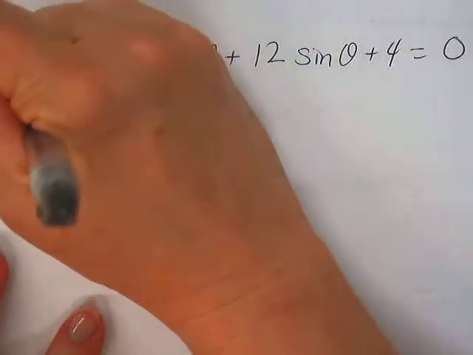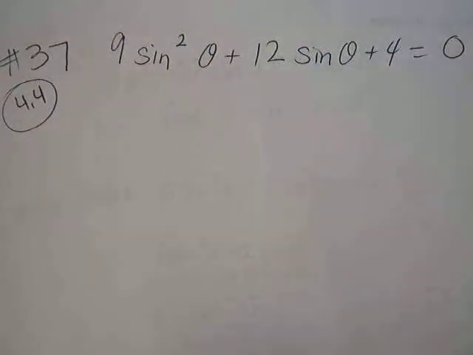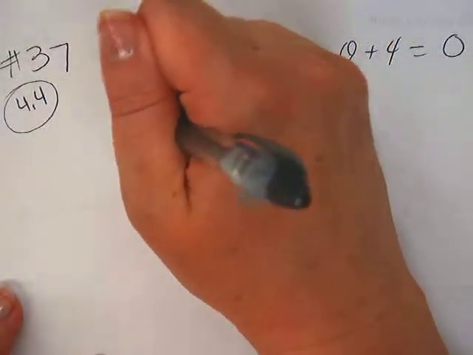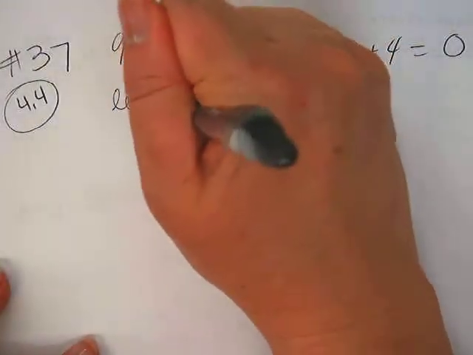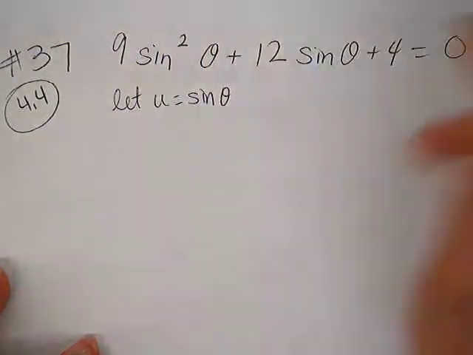37 on section 4.4. First thing you should notice is that it's quadratic in form, right? So since it's quadratic in form, it might possibly factor. If you cannot see that it's quadratic in form, do a substitution. If you can figure these out without doing a substitution, I recommend you do so. But if you need to do a substitution to get the hang of it first, then do that.